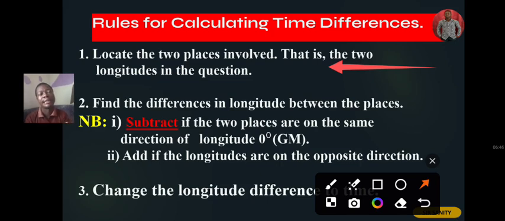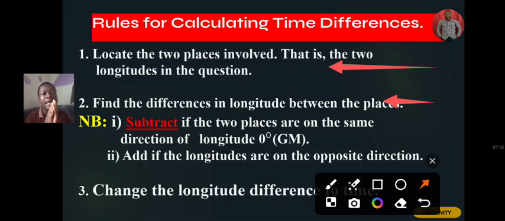So it could be that Chile is on this longitude, while Peru is also on this longitude. You should be able to come out with the two places involved given to you. Then the next one, you should find the differences in the longitude between the places.